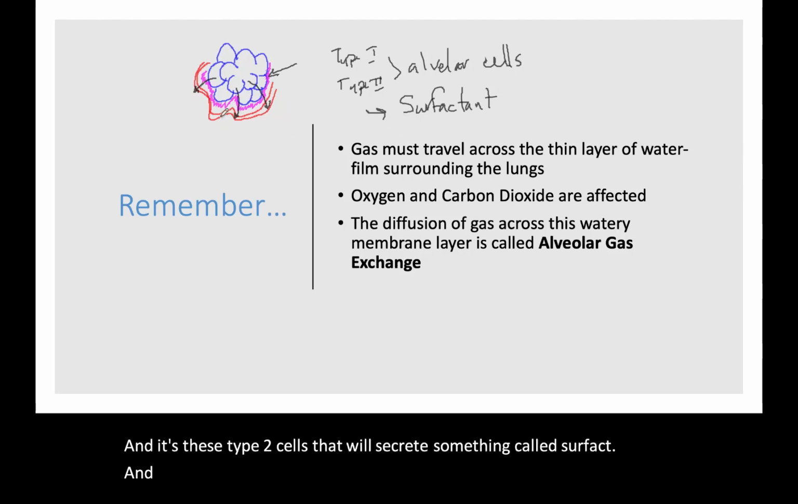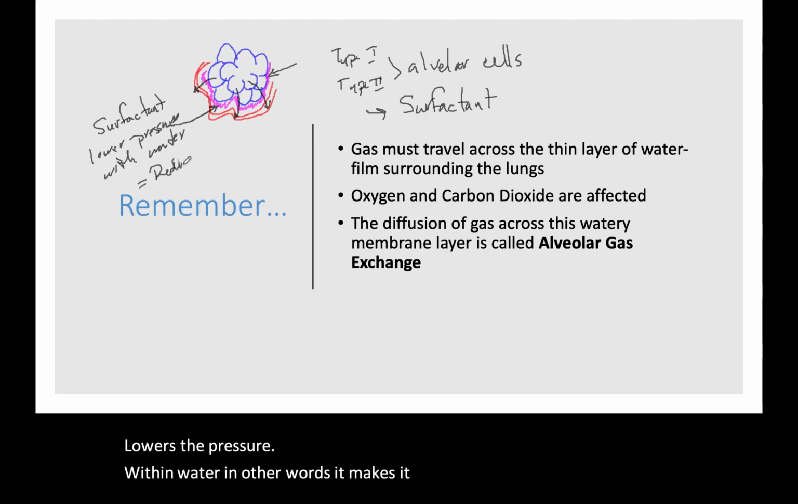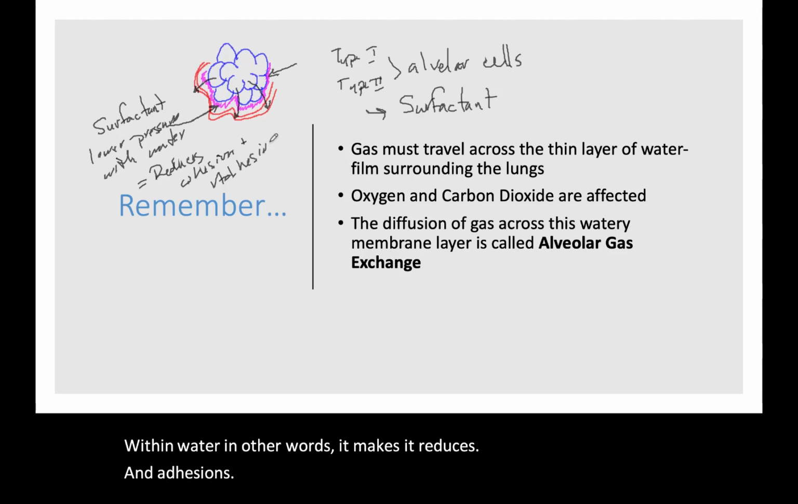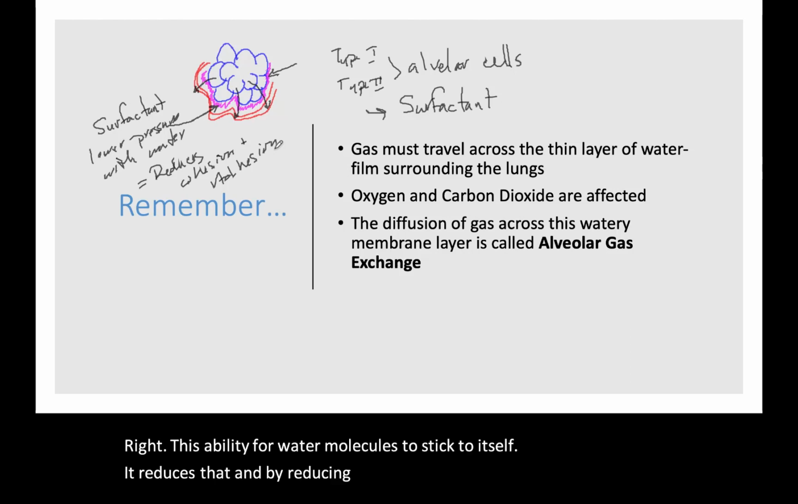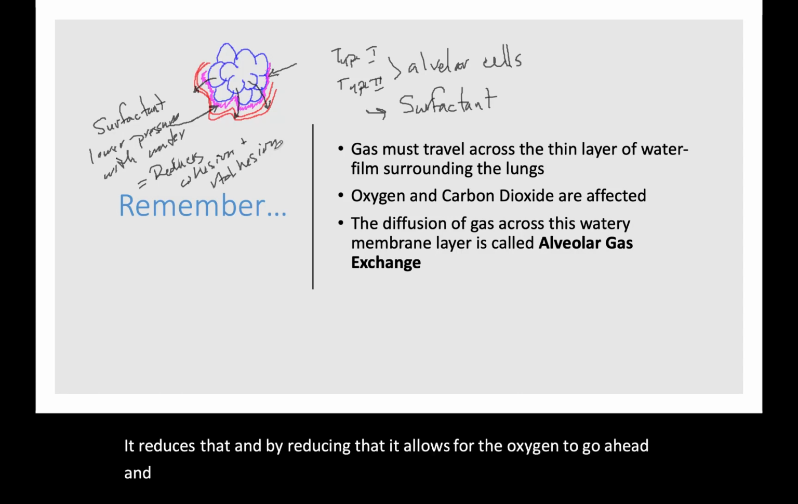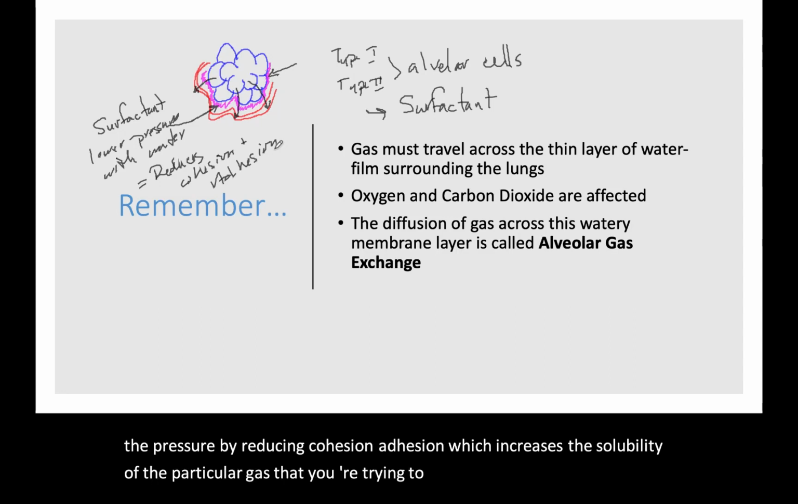And what surfactant does is it lowers the pressure within water. In other words, it reduces cohesion and adhesion, right? This ability for water molecules to stick to itself. By reducing that, it allows the oxygen to more easily become soluble within there. It increases the solubility of the particular gas that you're trying to move. In this case, the gas that we're trying to move is oxygen.